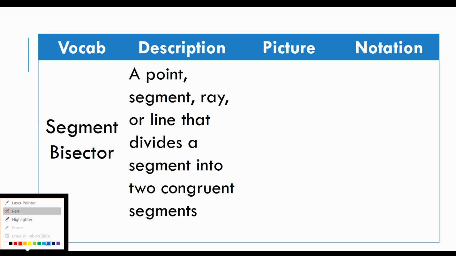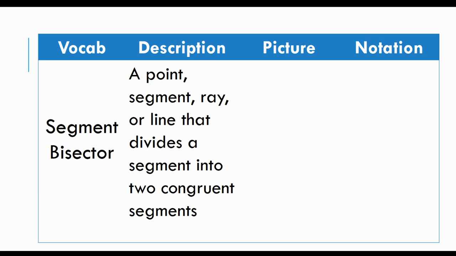And our first vocab word is segment bisector. It's a point, segment, ray, or line that divides a segment into two congruent segments. All right, so to show what it means with a picture, I've got a segment. Remember, a segment starts at a point and ends at a point. So I'm going to call that segment AC. And then it can be anything, like it says. It can be a point, a segment, a ray, or a line that divides this segment.